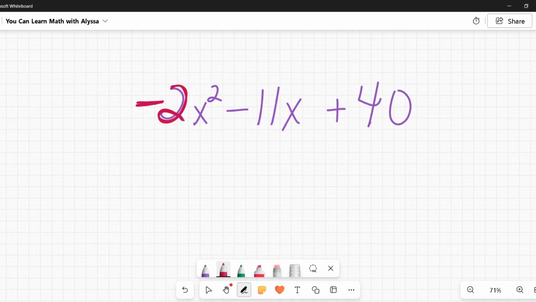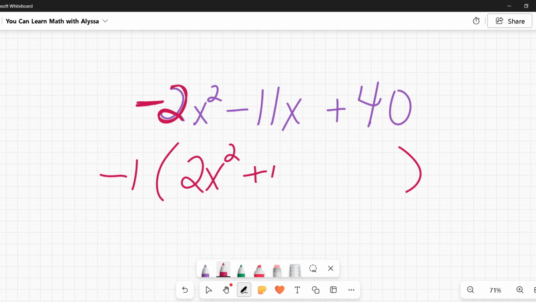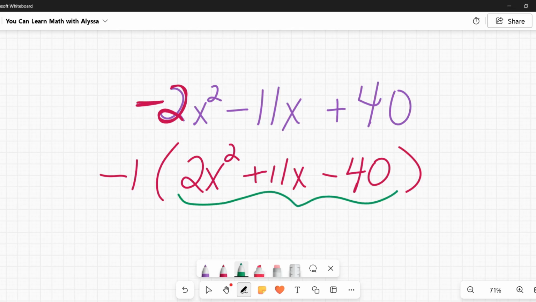First thing you want to do is you want to pull out that negative 1. The negative 1 comes out of everything. It's just going to change the sign all the way down. So negative 2x squared becomes positive 2x squared. Negative 11x becomes positive 11x. And positive 40 becomes negative 40. And now I'm going to just deal with this, and I'm going to pretend that negative 1 is not there.